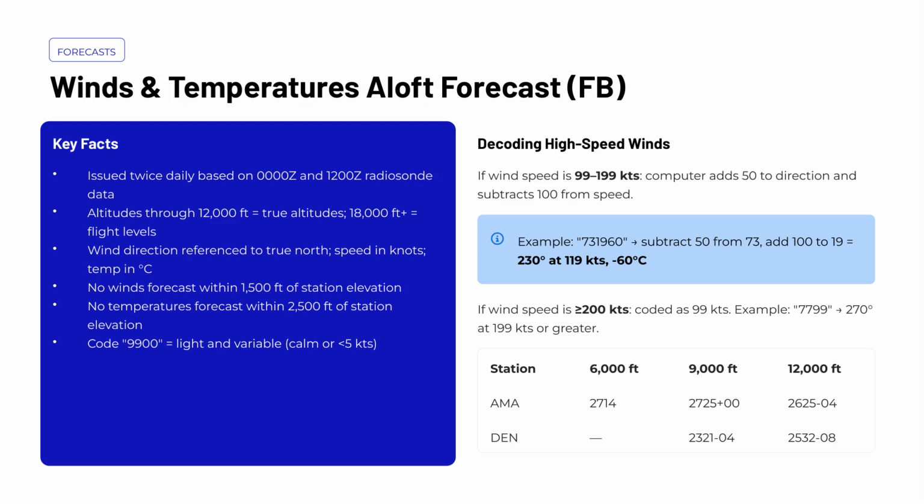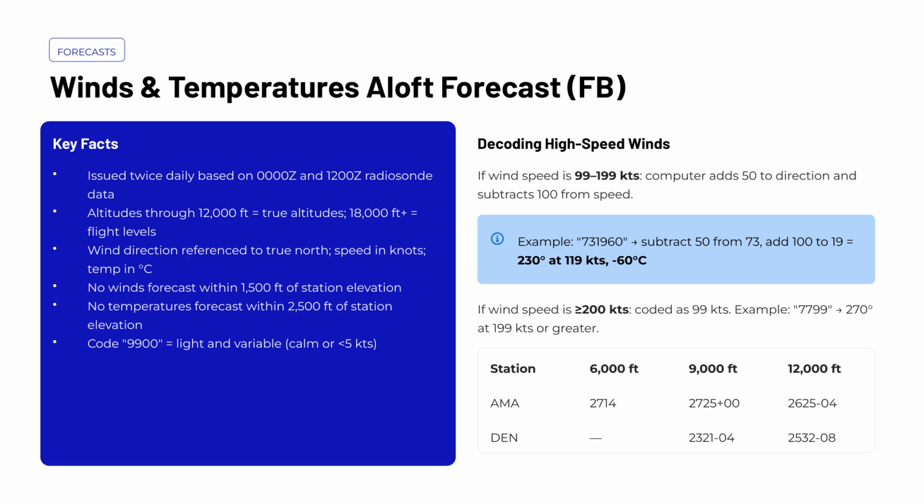Wind direction is always referenced to true north, speed is in knots, and temperature is in degrees Celsius. No wind forecast is provided within 1,500 feet of the station elevation, and no temperature is given within 2,500 feet of that elevation. The code 9900 means winds are light and variable, calm or less than 5 knots.